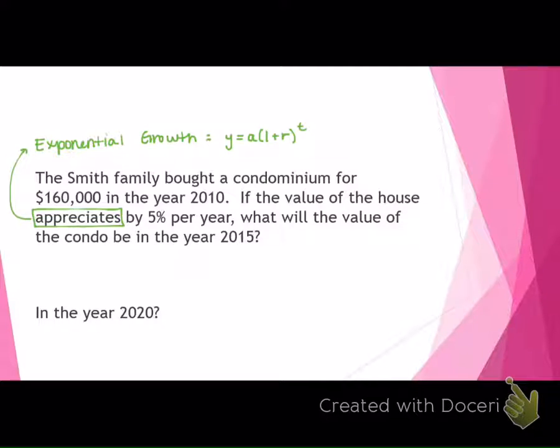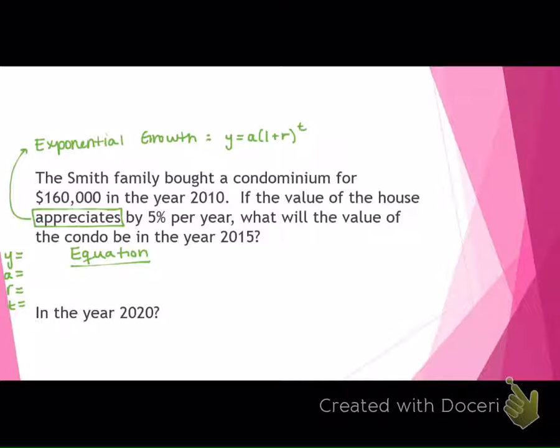Again, these formulas will be given to you on your test, but you need to know which one's growth, which one's decay, and which one's compound interest, and you need to know what your letters mean. So the first thing we're going to do is just write the equation, and then we'll answer the 2 questions. So you know you need these pieces: y, a, r, and t. And we'll just write the equation, and then we'll figure out 2015, and we'll go from there.